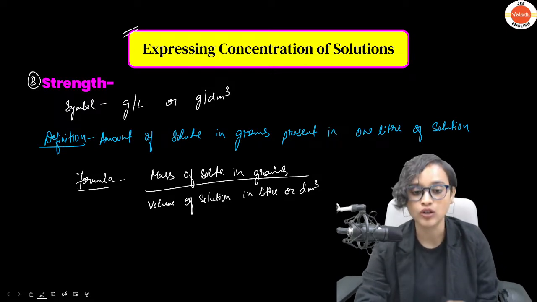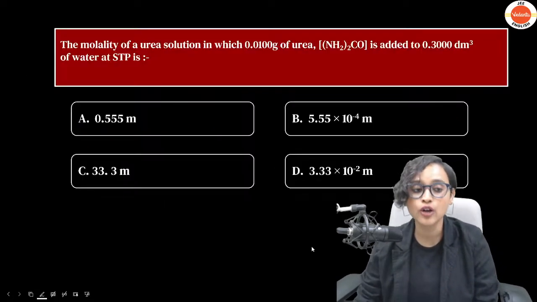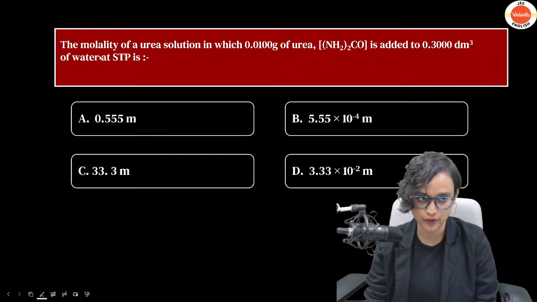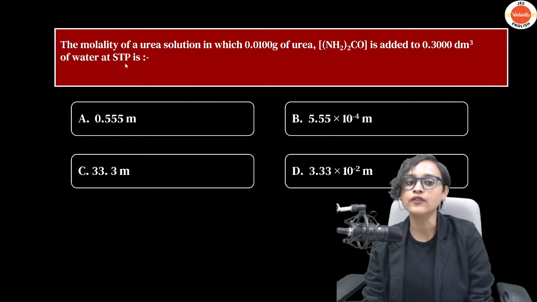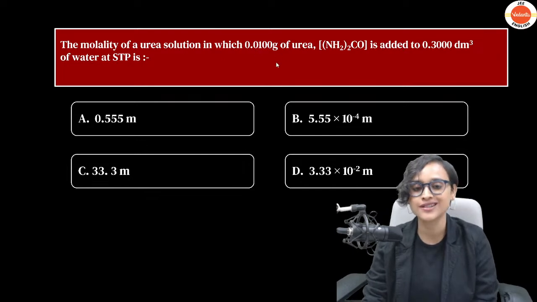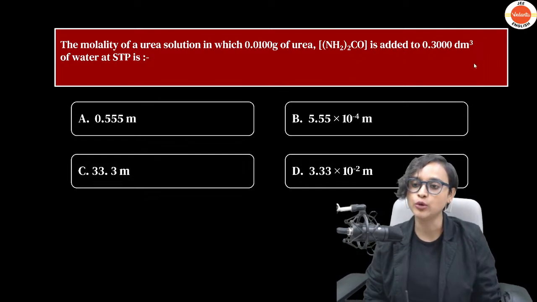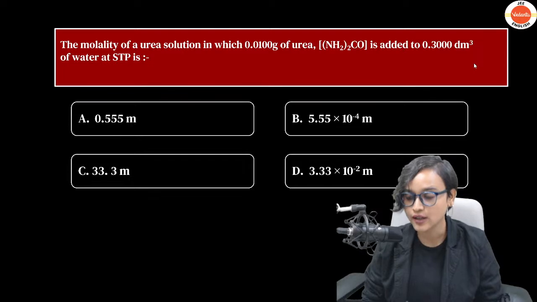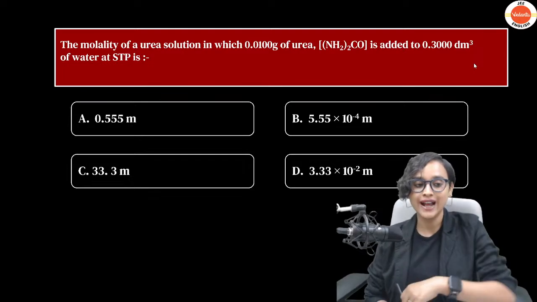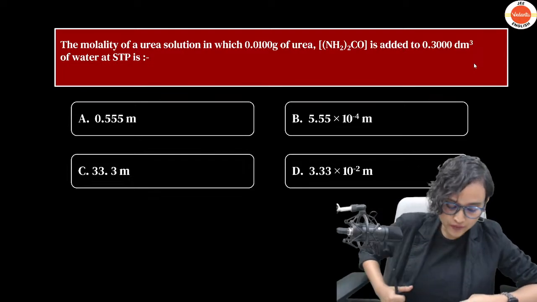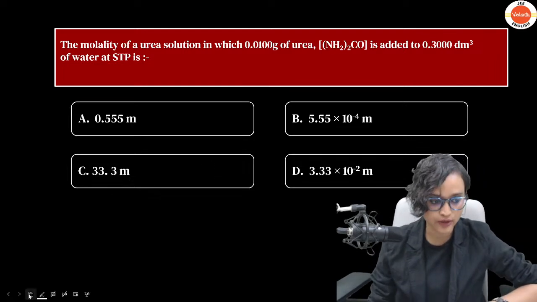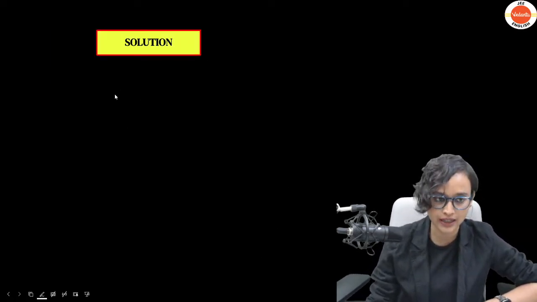Thank you so much. Now, moving on from here, I have a question for you. The molality of a urea solution in which 0.0100 gram of urea, NH2CONH2, is added to 0.3000 dm cube of water at STP is. We have to find the molality, everyone.